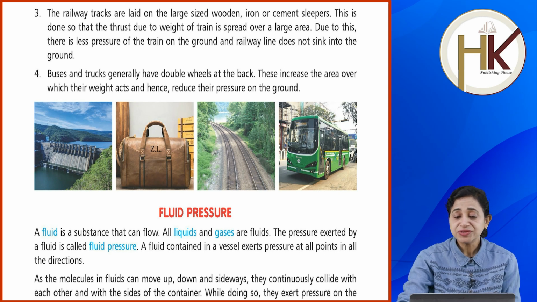into the ground. Buses and trucks generally have double wheels at the back, and these increase the area over which their weight acts and hence reduce their pressure on the ground.